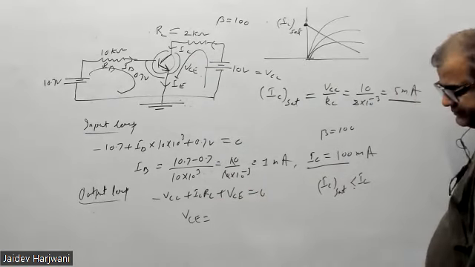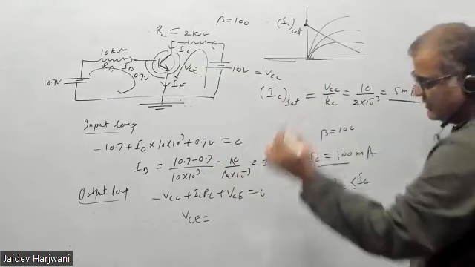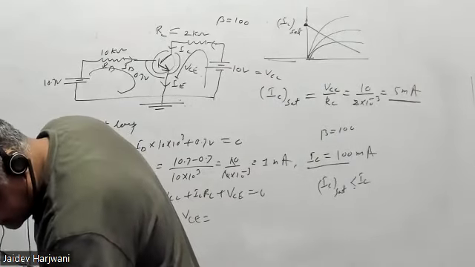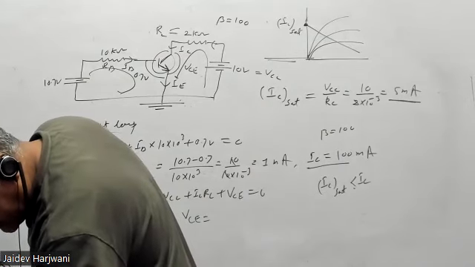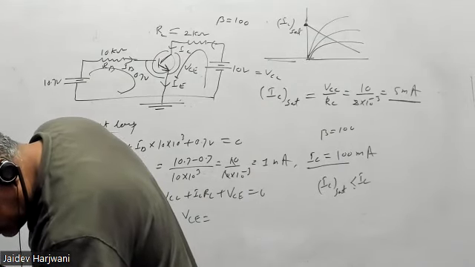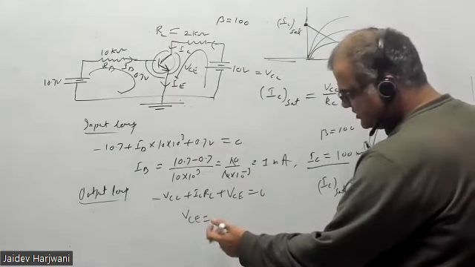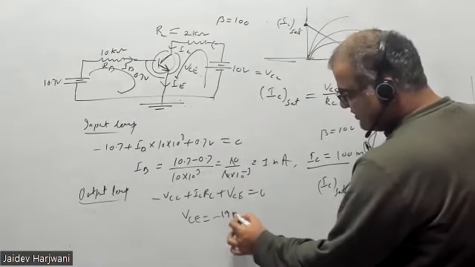Check it. VC is coming minus 190. Let me check. Yes, minus 190. Okay, minus whatever, I'm not good at calculation. Please check it. It's coming minus 190 volt.